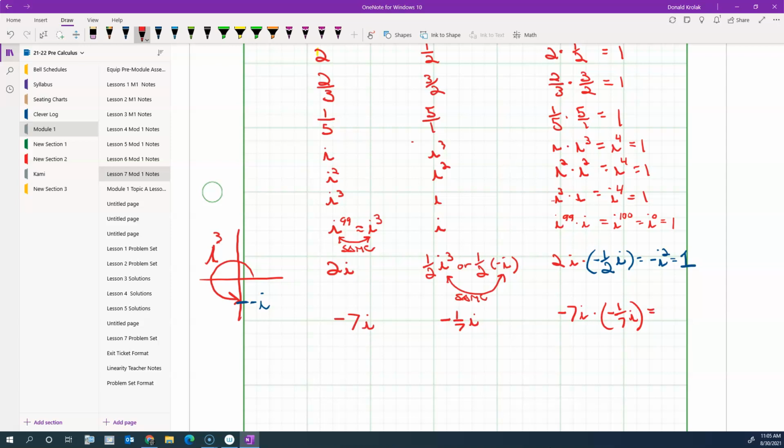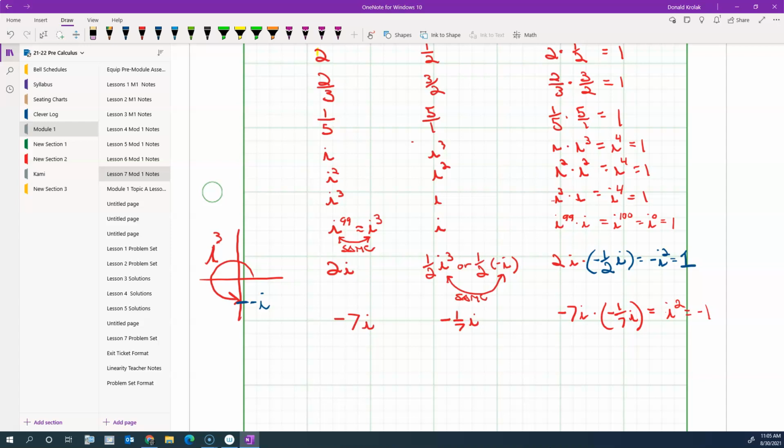Let's see. Now, if I do that, does it give us positive 1? Yeah. A negative times a negative is positive. And then I got, oh, wait a minute, something's not right. Because this would be i squared, which is negative 1. So that doesn't work. Negative 1/7 i doesn't work because it gives you negative 1.